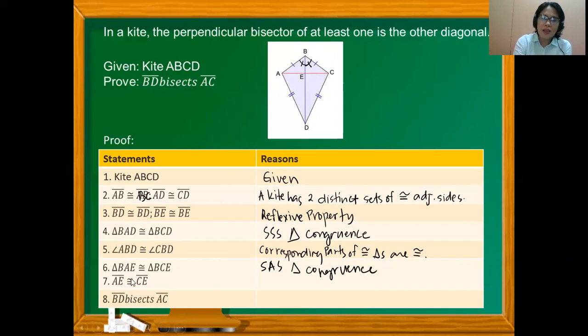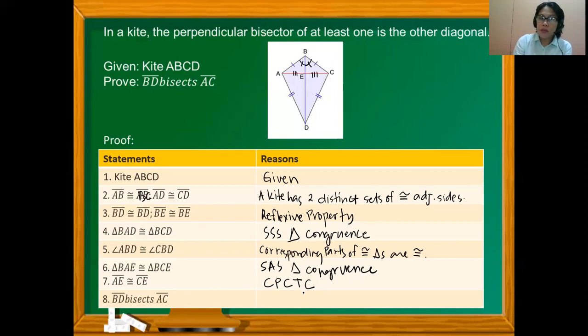Now, line segment AE is congruent to CE. This one. AE belongs to triangle BAE, while CE belongs to triangle BCE. So we were able to prove that the two triangles are congruent. So the other corresponding parts must be congruent. So line segment AE must be congruent to line segment CE. And this is about corresponding parts of congruent triangles are congruent.